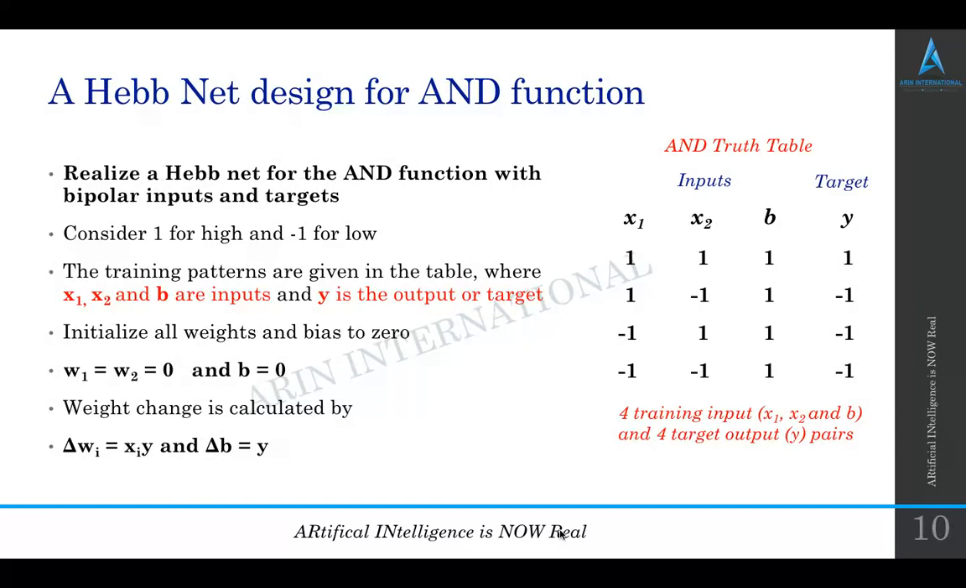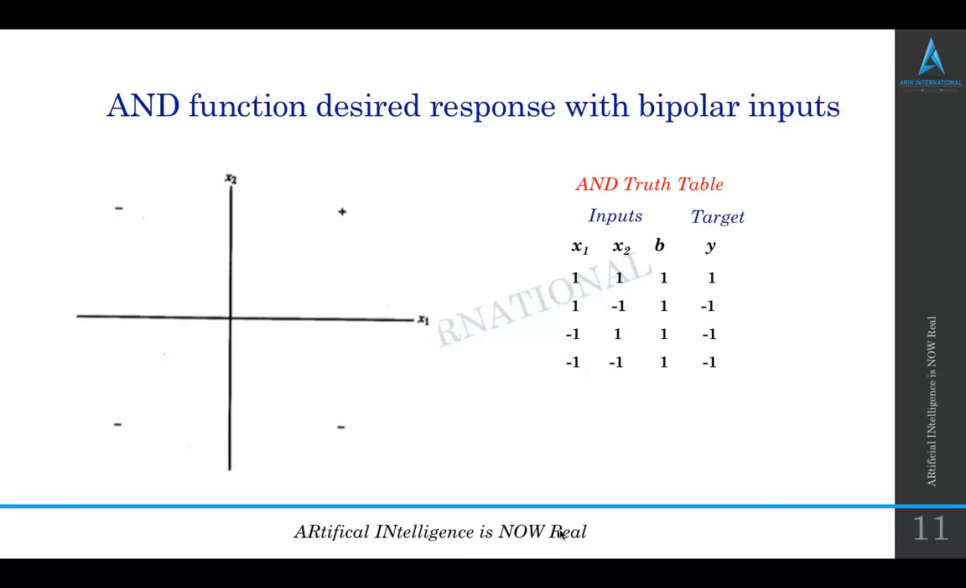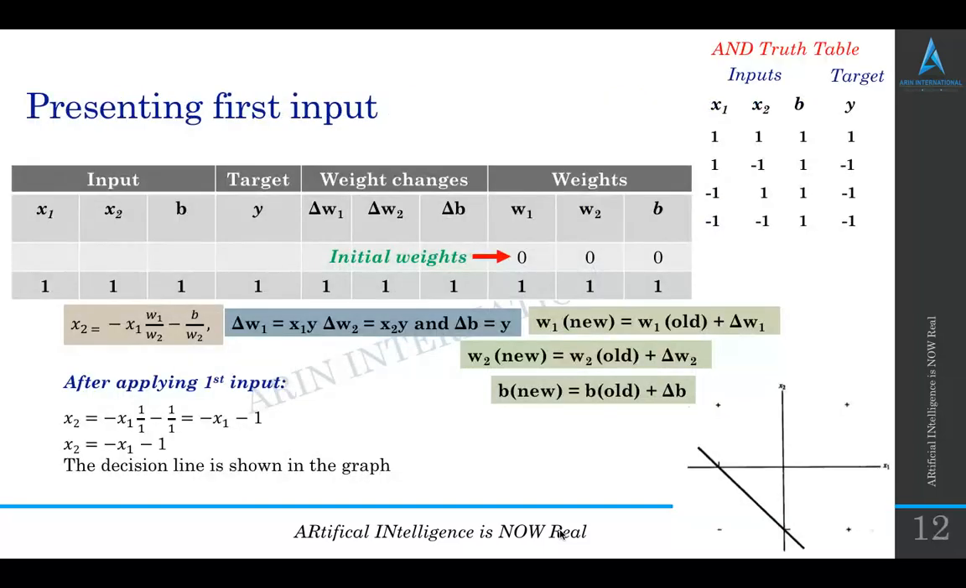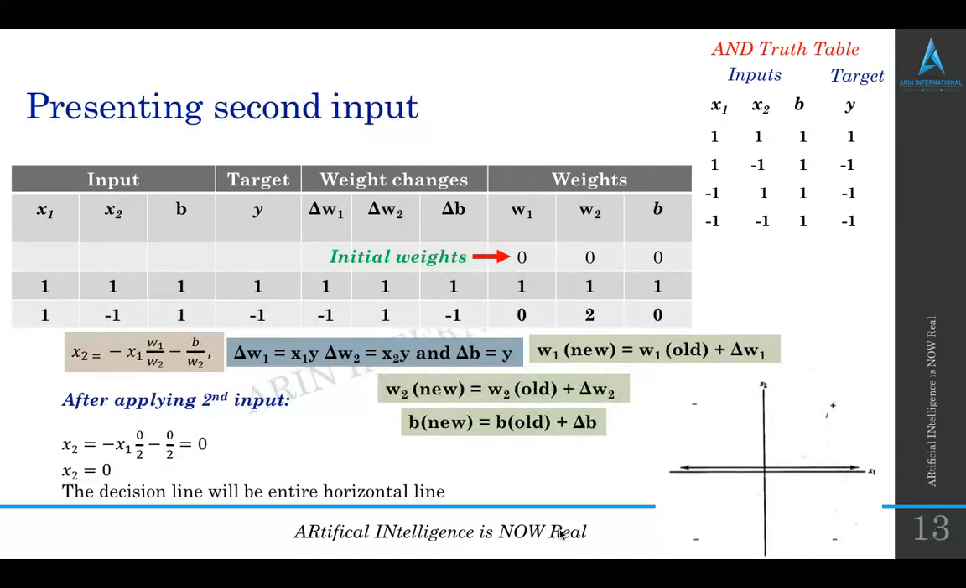Design of HebNet for AND function. This is the desired response and the input and the target pairs. Initialize all weights to 0. Apply first input. Obtain the weights and the plane. Apply second input. Again obtain updated weights and the separating line.